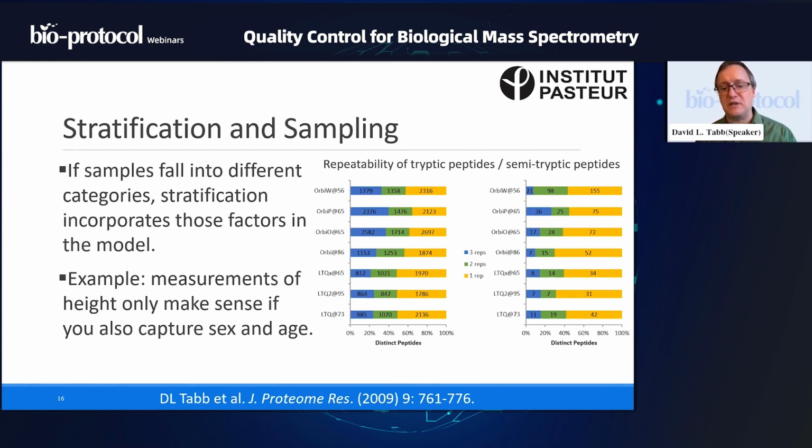A semi-tryptic peptide, on the other hand, is a peptide that only conforms to trypsin specificity on one end or the other, not both. What we see is that tryptic peptides are far more repeatably measured in a shotgun proteomics experiment than are semi-tryptic peptides. So if you are talking about repeatability in the abstract and you don't separate these classes of peptides from each other, you're actually mixing together 2 very different trends. So we need to stratify them in order to show their independent effects.